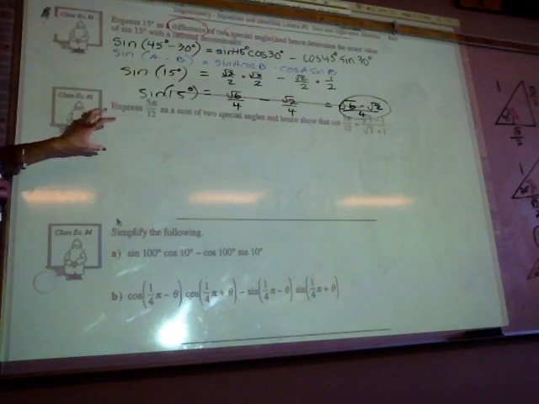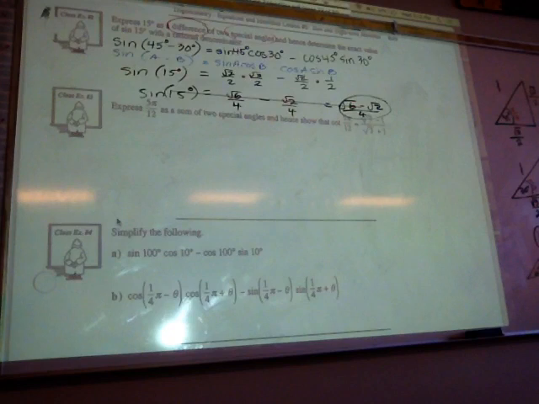Alright, this next example, we have to express 5 pi over 12 as the sum of two special angles, and then hence show that cotangent 5 pi over 12 is equal to the square root of 3 minus 1 over the square root of 3 plus 1.